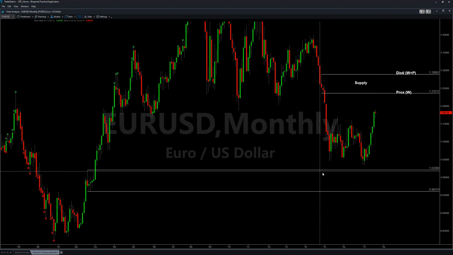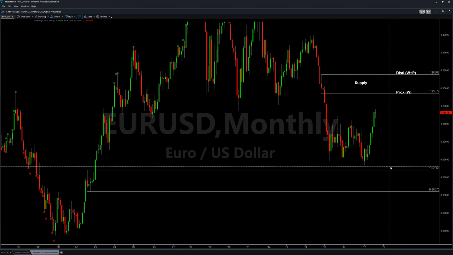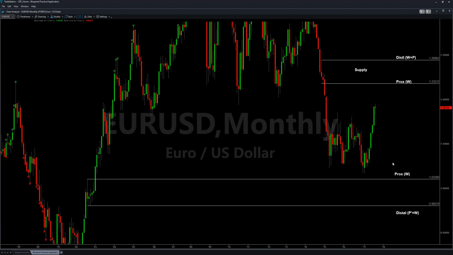Not tested, right? We never tested the zone, we never hit the proximal line, means we can use the wider version. Boom. Means this is, guys, our proximal line, right? On the wider version. This is our distal line on the preferred and wider version. Always the same. Okay, and this is our first demand. Upsala. Demand area.